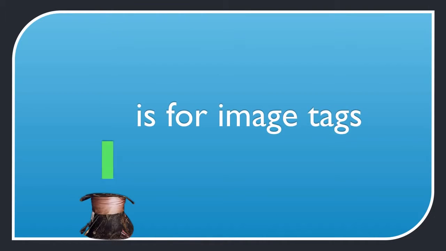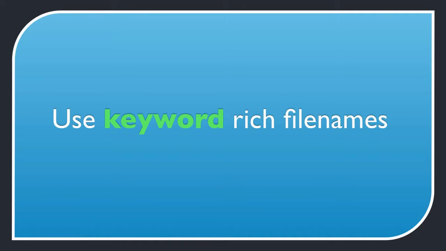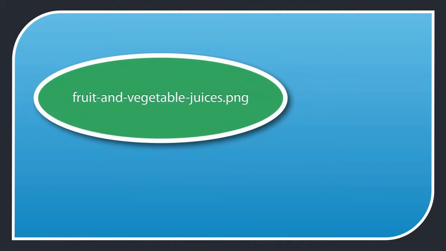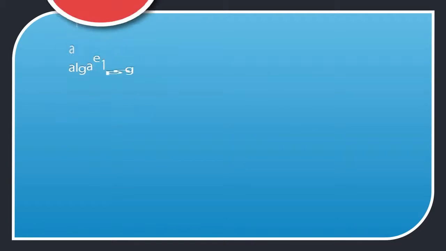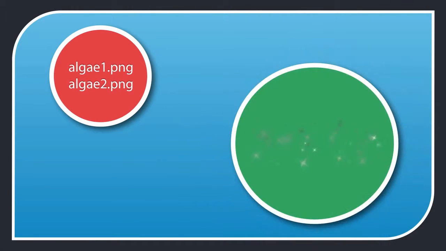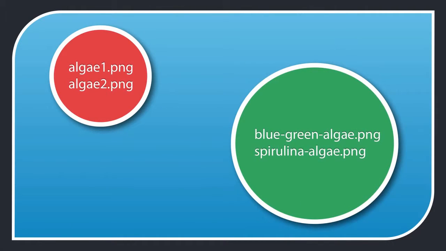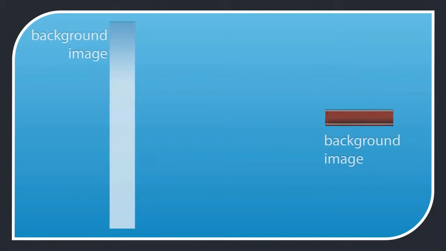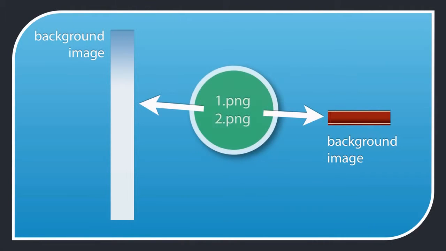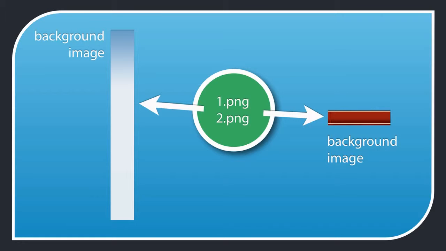I is for image tags. Give all your images keyword-rich names. For example, fruit-and-vegetable-juices. Make sure your names are rich and diverse, not algae 1, algae 2. If you have an image that isn't relevant, for example, a logo or a background graphic, give it a number, like 1 or 2. Google will ignore these images, and they won't influence what Google thinks your page is about.